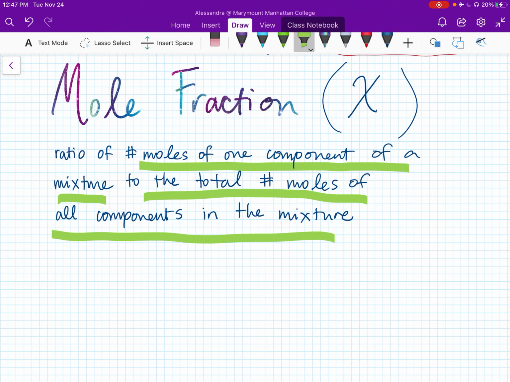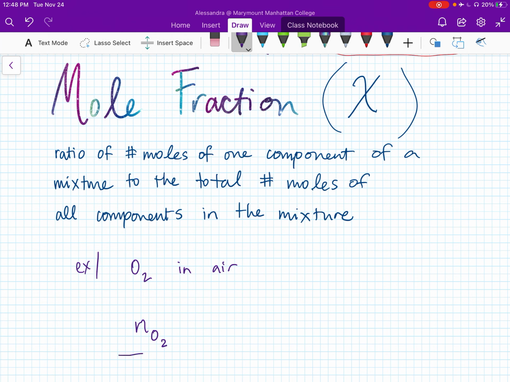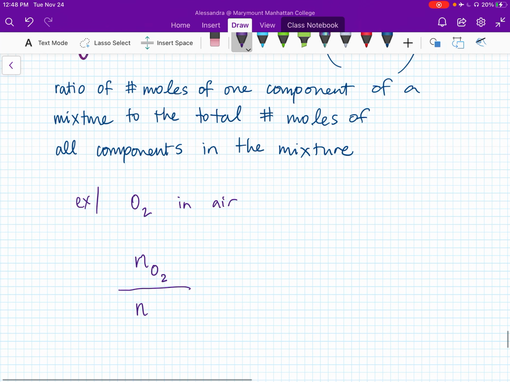Now, mole fractions can apply to any type of mixture. It doesn't need to be a gas necessarily. But in this chapter, we're just going to talk about mole fractions as they apply to gases. So, for say, oxygen and air, for example, the number of moles of oxygen over the total number of moles of all of the gases in air would be equal to the mole fraction of oxygen.